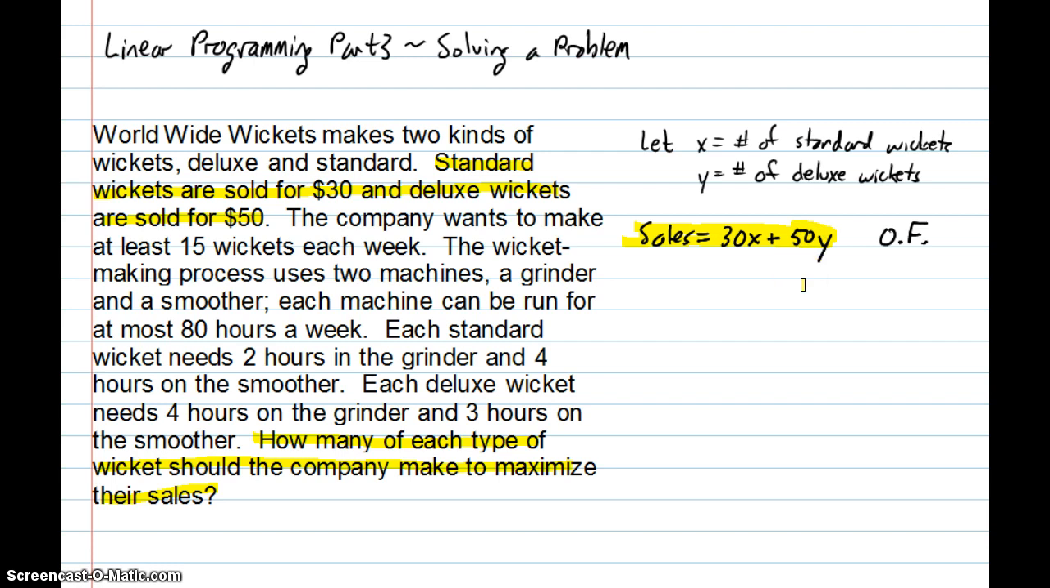But on the last time he was talking about objective functions, he was talking about finding values in the feasible region. So I've got to find my feasible region. So I better see what else is in this problem. Let me read the rest of it here.